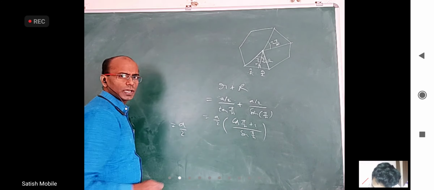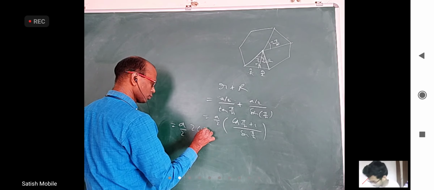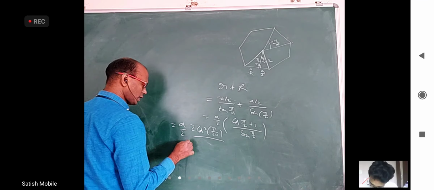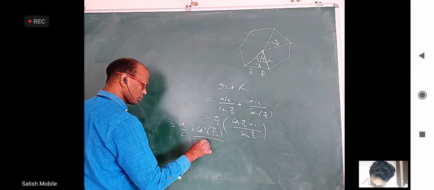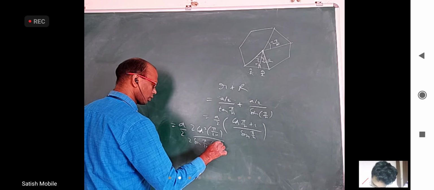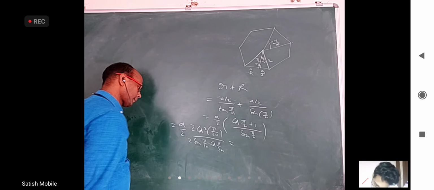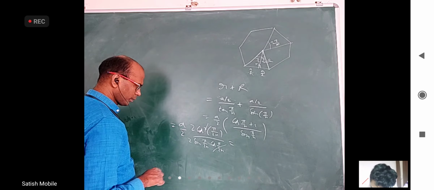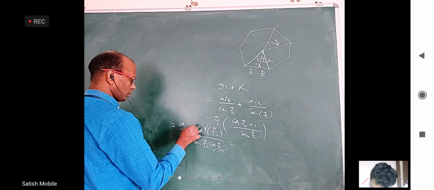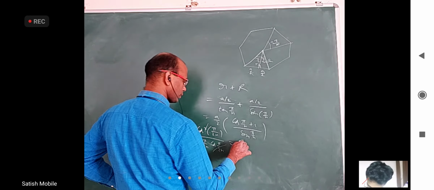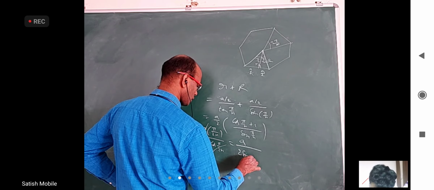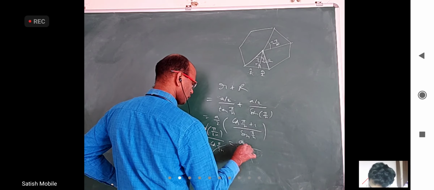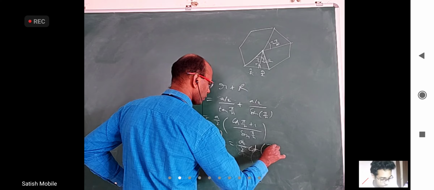1 plus cos theta, I can write 2 cos square theta by 2. So 2 cos square pi by 2n. Sin theta, I can write 2 sin theta by 2 cos theta by 2. 2 sin pi by 2n cos pi by 2n. Okay, cos pi by 2n will cancel, 1, 2 will cancel. A by 2, cos by sin is cot. A by 2 cot pi by 2n.